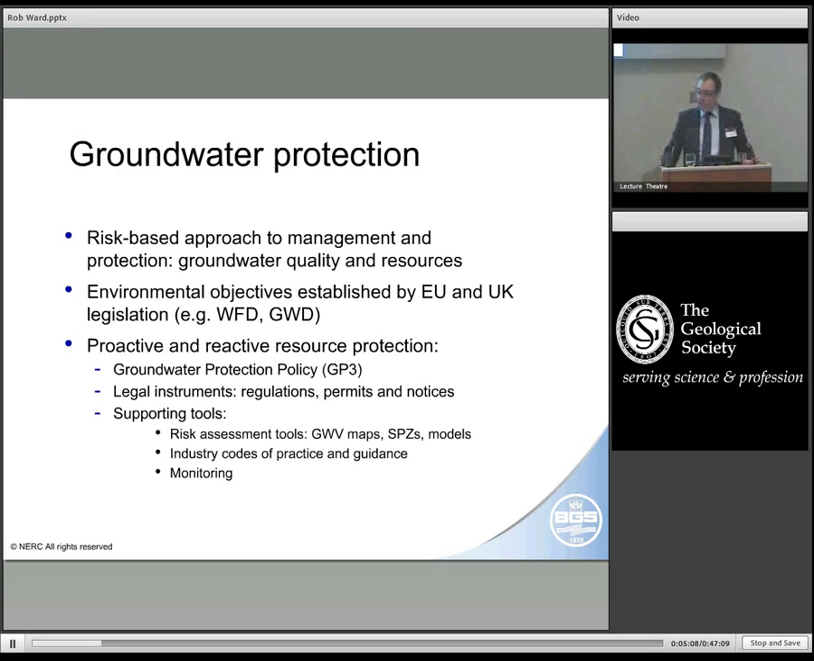And the Environment Agency has set out to ensure that we put in place measures to protect groundwater, and I know Tony will talk a little bit more about that. But I wanted to say that, particularly as a hydrogeologist, we take groundwater protection very seriously in the UK. And we have a range of tools and approaches to protecting groundwater.